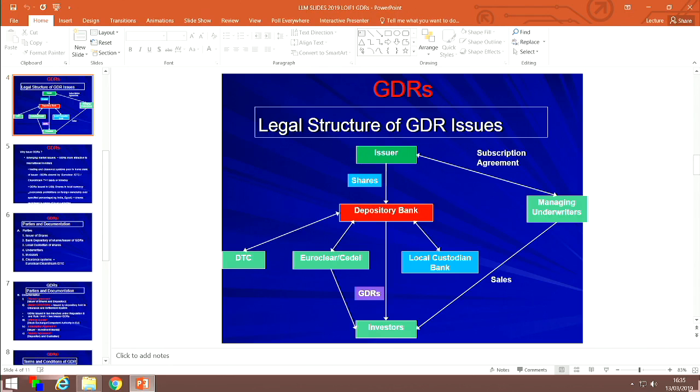No. The custodian does not issue GDRs. GDRs are issued by the depository bank. All that the custodian does is simply lend its name to have the shares registered in its name as a local holder of the shares, local registered owner of the shares. That's all. It does nothing else.